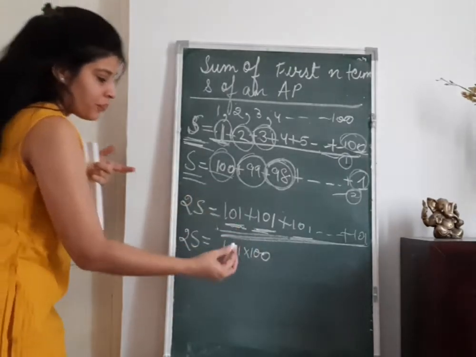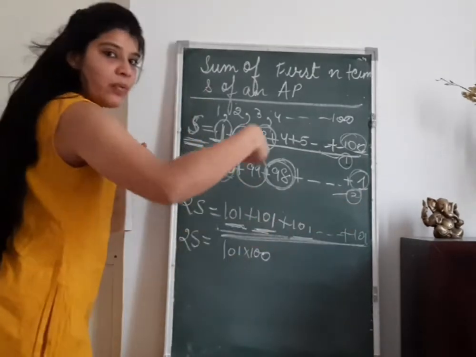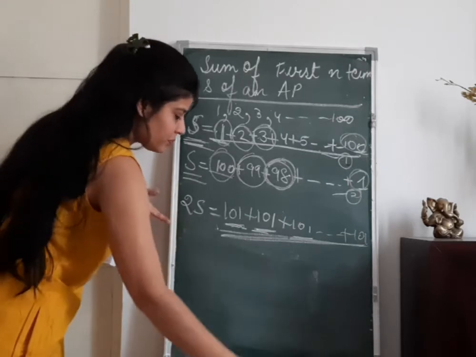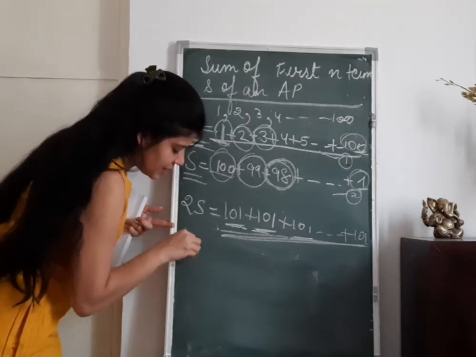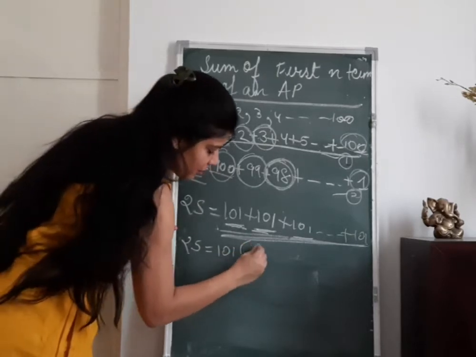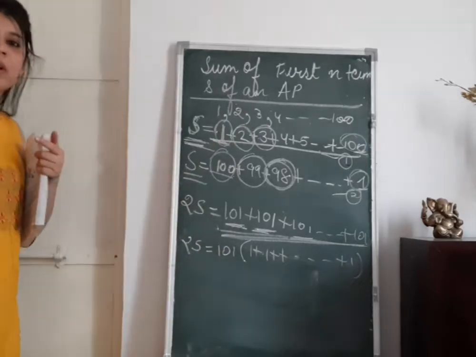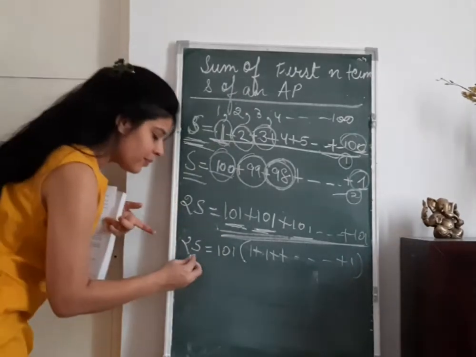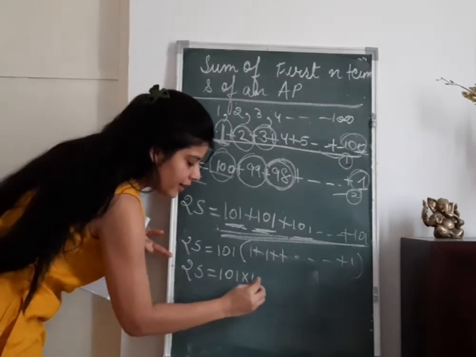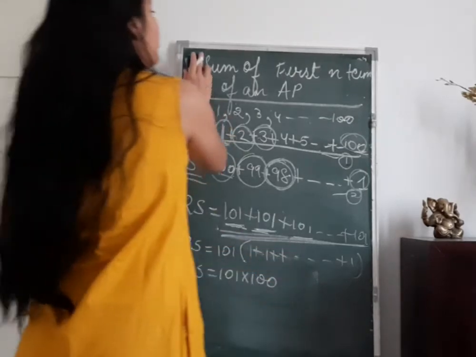Because see, if I take this out common and then add, then I will get 1 plus 1 plus 1 plus 1. Let me explain that to you. If I take 2S is equal to 101 and then I write in bracket, it will be 1 plus 1 plus 1 plus and 1. How many times will 1 be there? Naturally 100 times. So 2S is equal to 101 into 100.